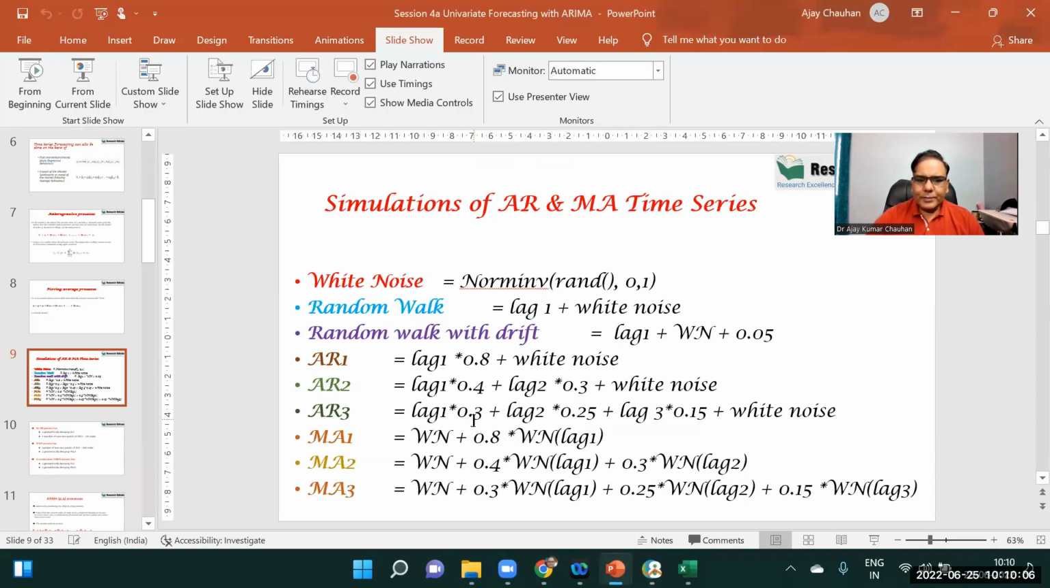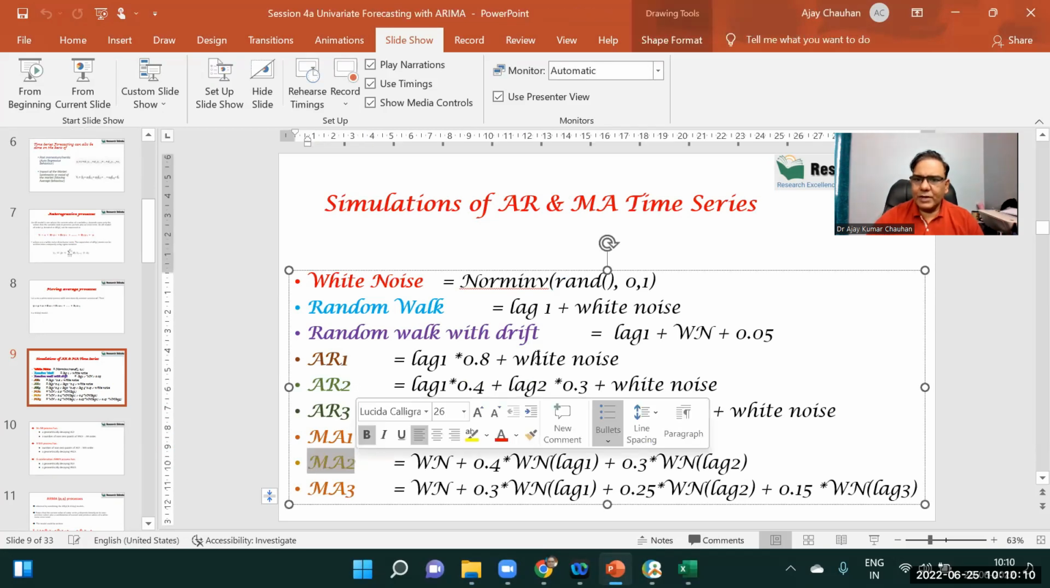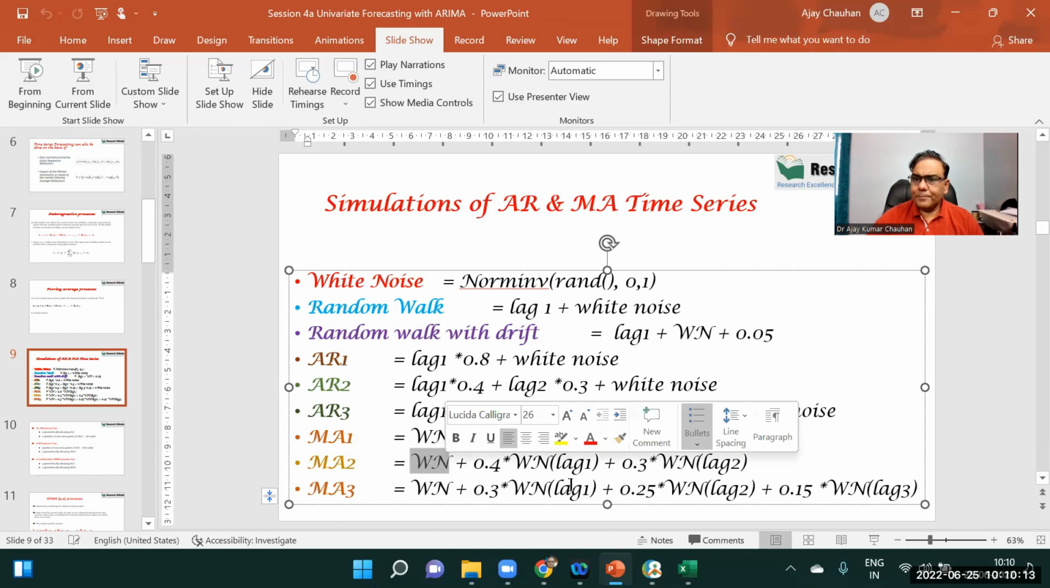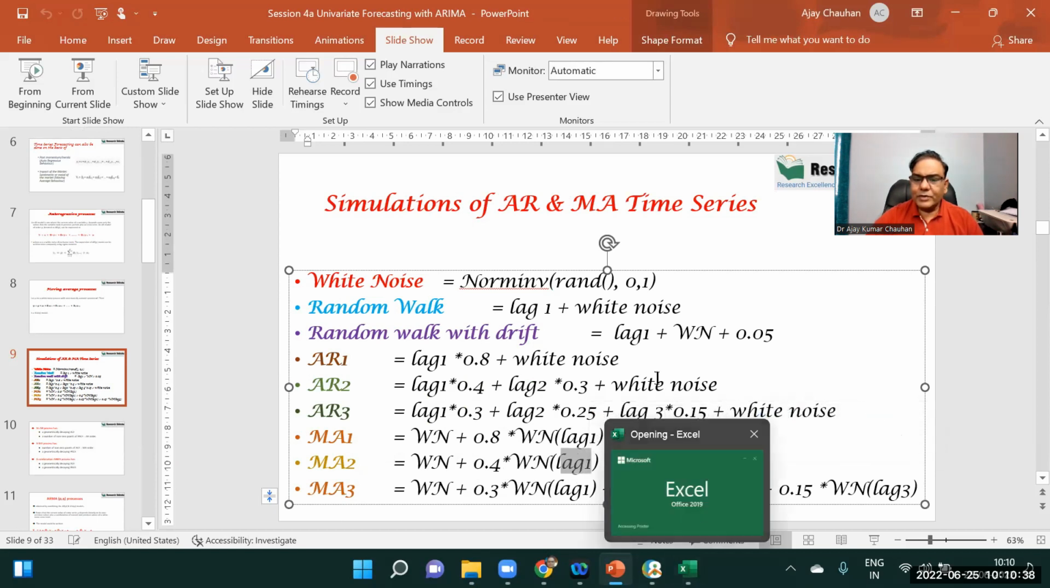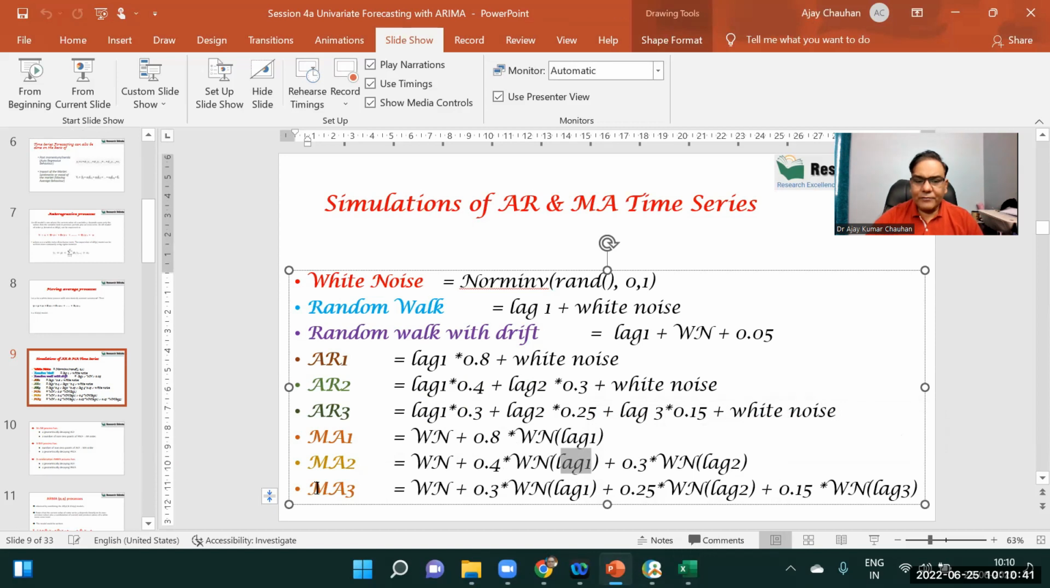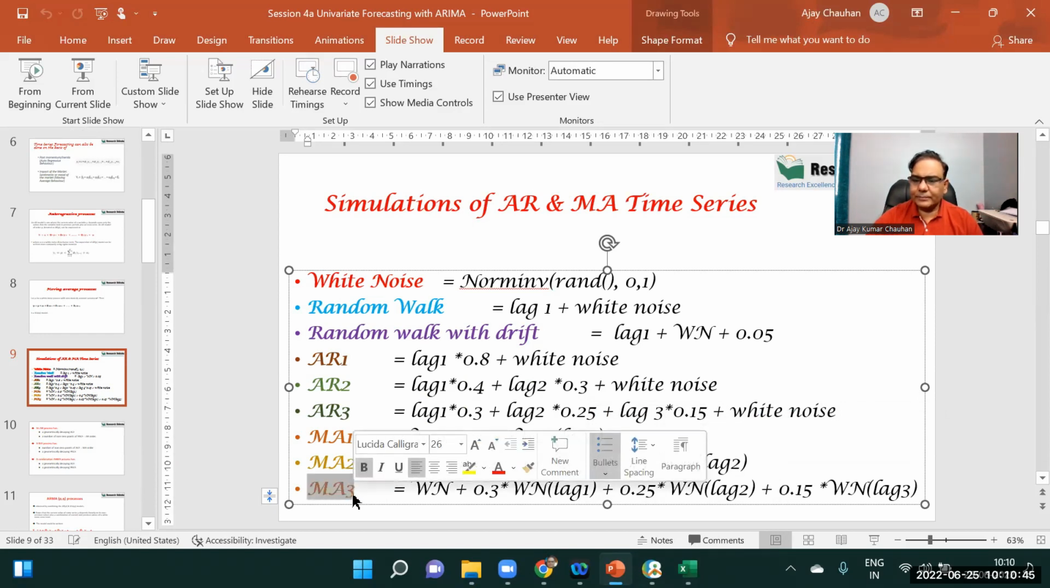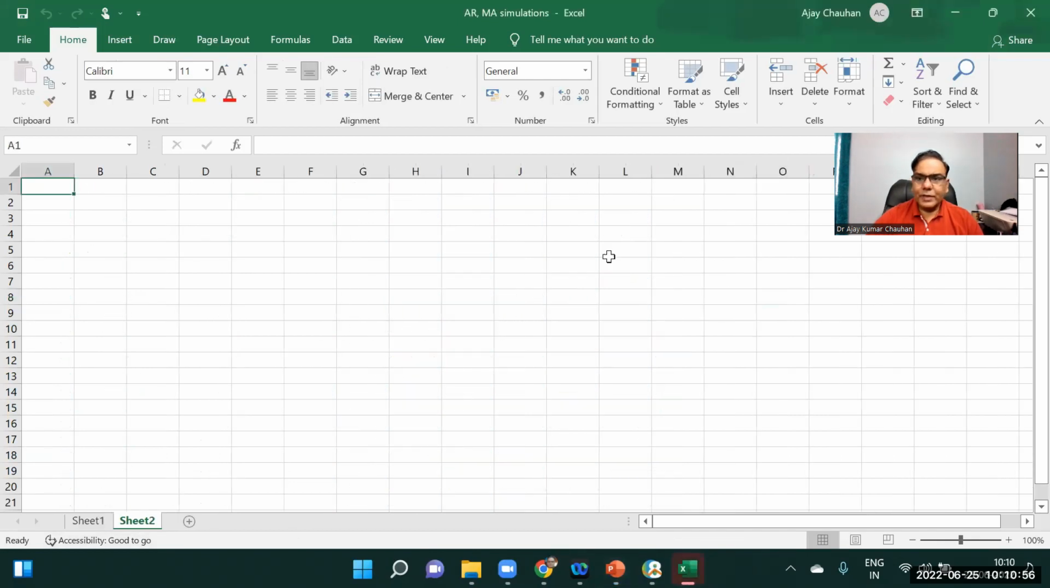Similarly, if you see this MA2, for example, white noise plus white noise of the lags, we are considering as the error terms. You know that the error terms are always white noise. So 0.4 into white noise of yesterday, lag one means yesterday, lag two means the day before yesterday. So we assume that some information is coming from lag one and some information is coming from lag two. Similarly, when we are simulating the MA3 series, it is white noise coming from lag one, lag two, lag three. Okay, I am showing you the simulation once again.